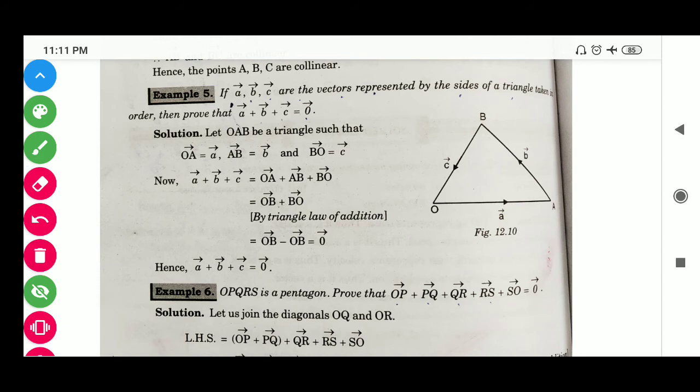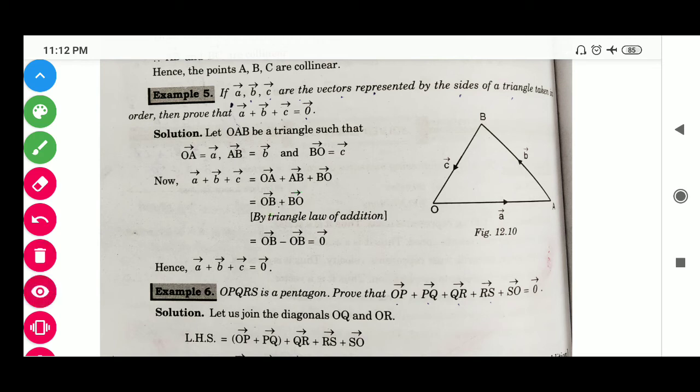Now by adding these 3 vectors we get OA plus AB. Here A is common, so we will write OB, and OB plus BO having common point B. So we can also write that OB and BO are both the same but have opposite direction, and so we can write OB minus OB, that is 0.